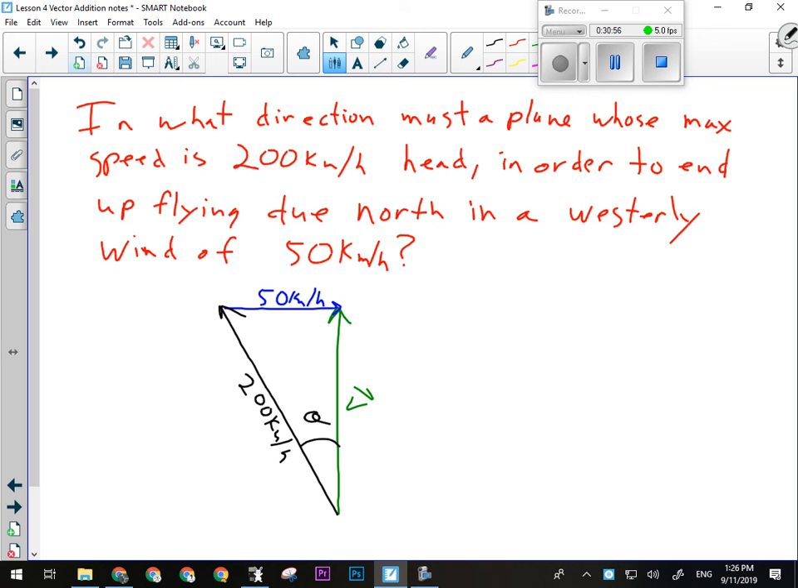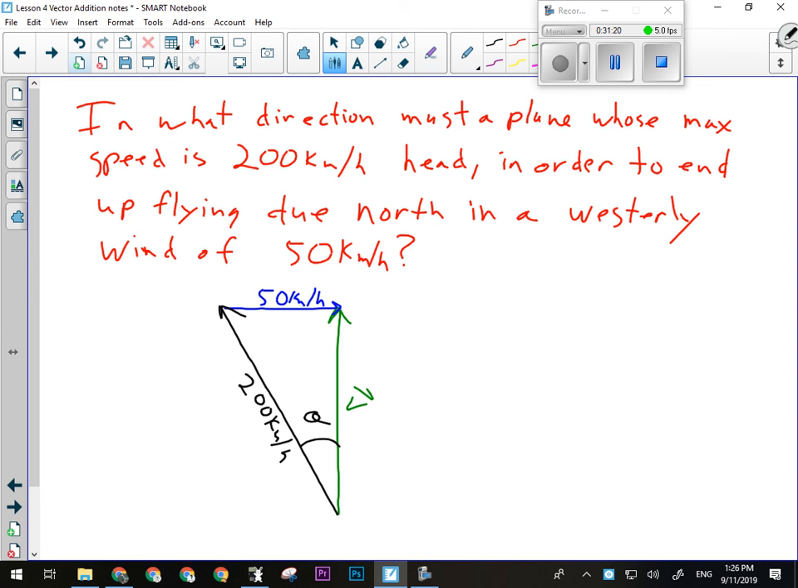So in the end, I only have to do one calculation here, but there's a fair amount of thought that goes into getting there. That's the difficult part of this question, the intuitive leap that has to happen before I get to the relatively easy mathematical part of the question. So I've got to find theta, and I've got the opposite side, and I've got the hypotenuse.